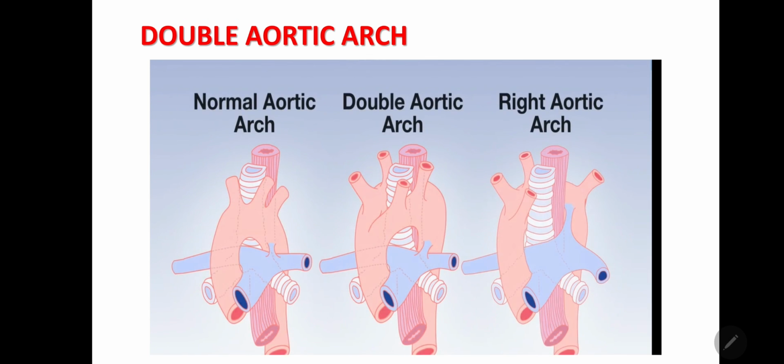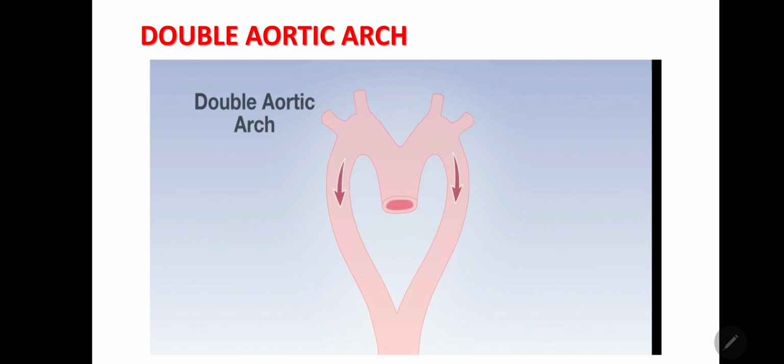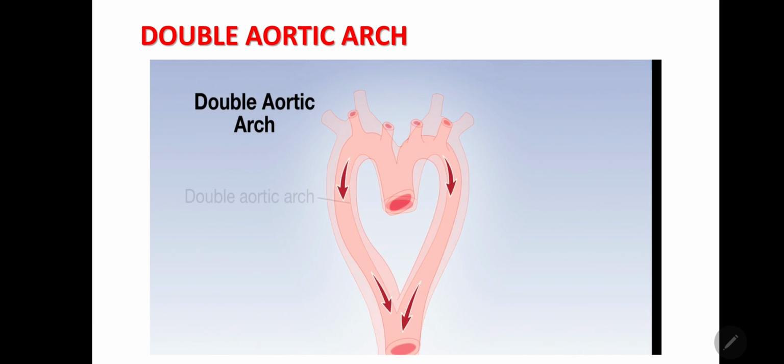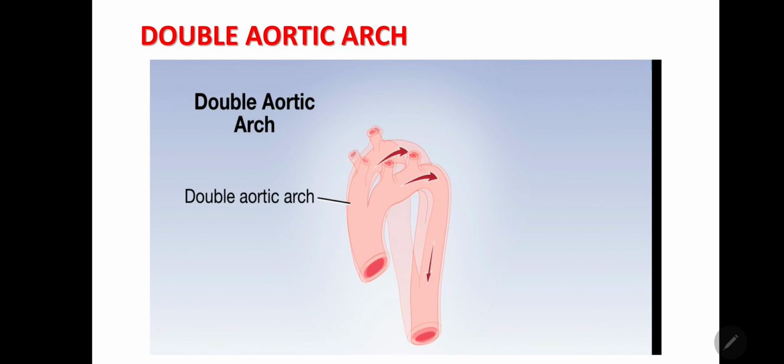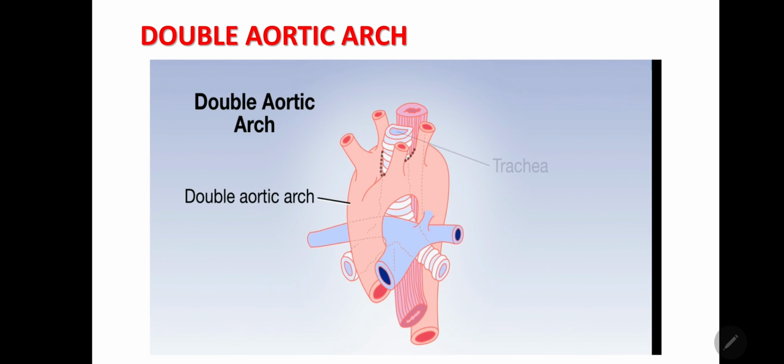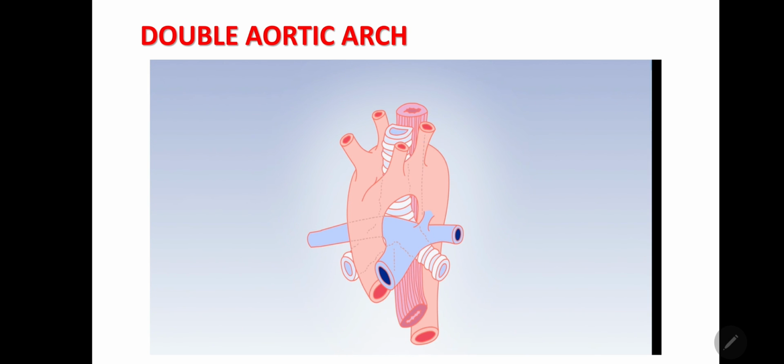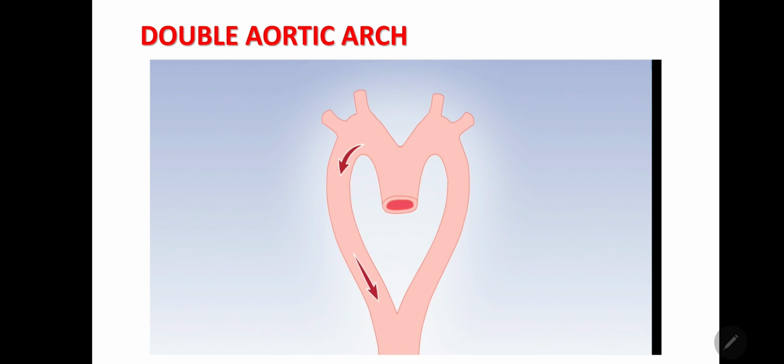But here they fail to disappear, forming the double aortic arch, or sometimes the left side disappears, leaving the right side. That is called right aortic arch. So this is the double aortic arch. It may compress the trachea and esophagus, leading to dyspnea and dysphagia like symptoms in the newborns.